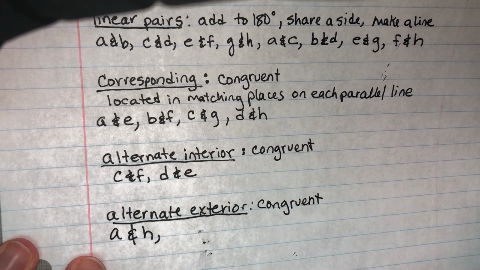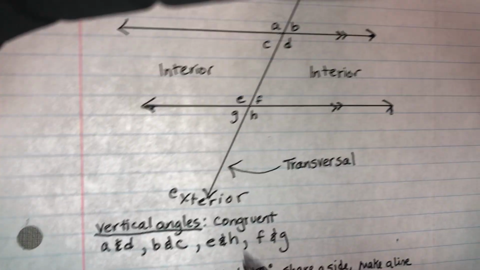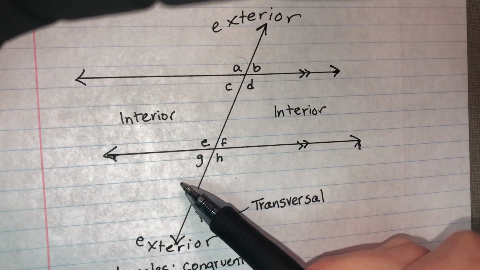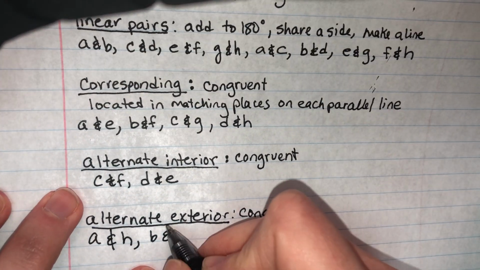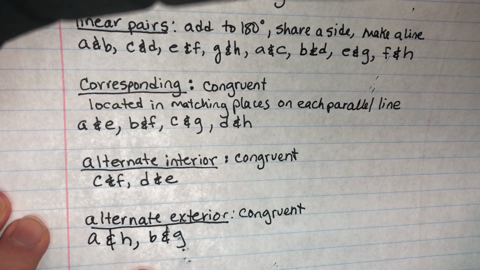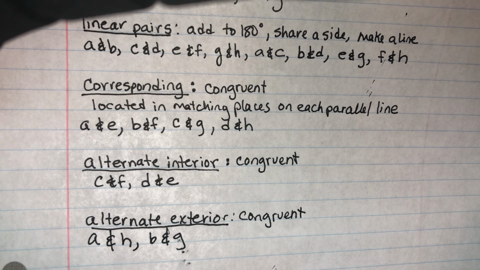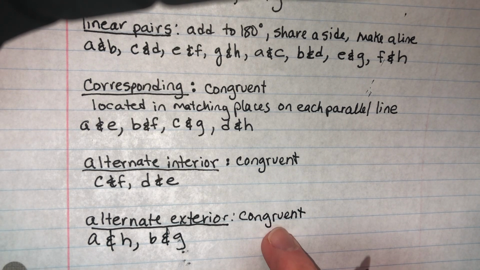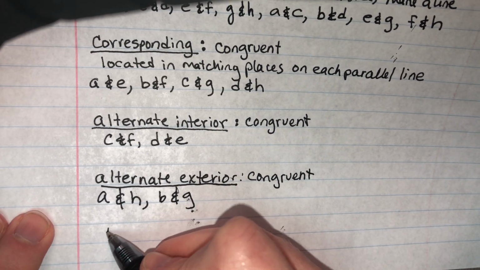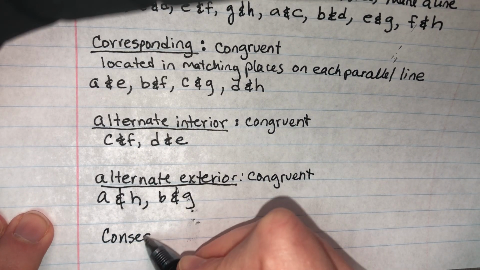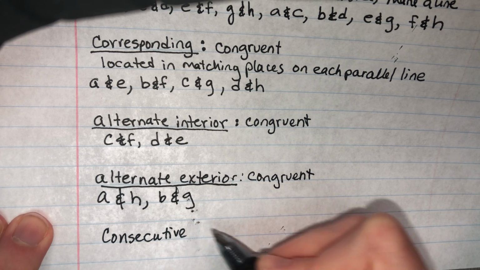And there's one other pair of alternate exterior angles, which is B and G. B and G are the last pair of alternate exterior angles. They are congruent. And our next vocabulary word is consecutive interior.